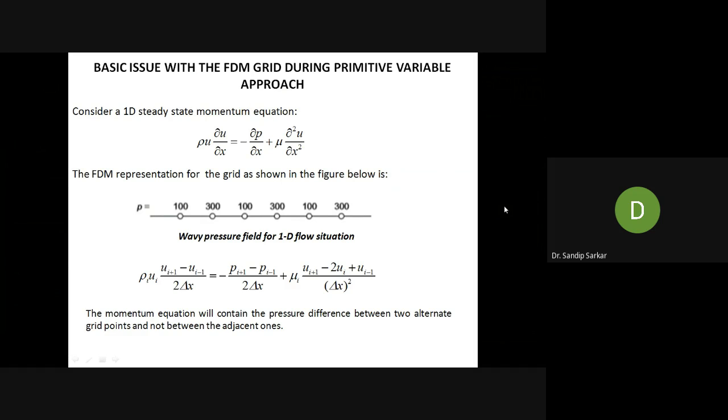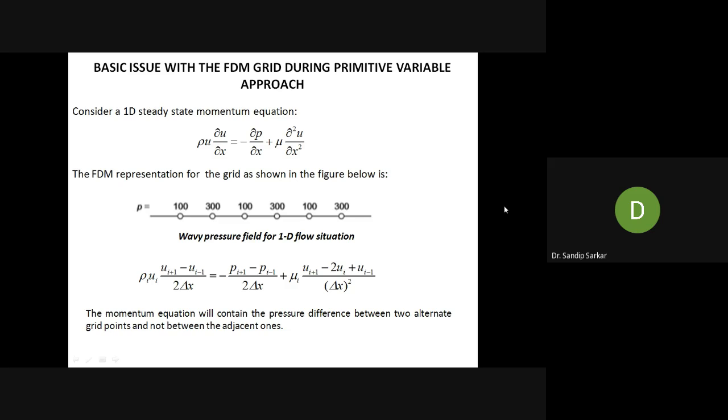Is that clear? Or does anybody have any question? Yes, sir. Now you may also ask another question, that if you apply forward difference, will we get a similar kind of thing? Yes, you will get a similar kind of problem. You can try. As a toy problem, you can try at your home.